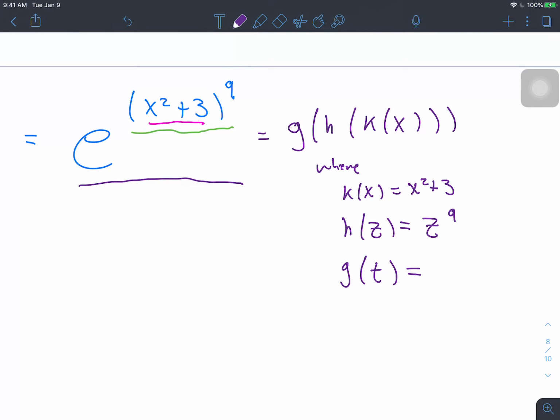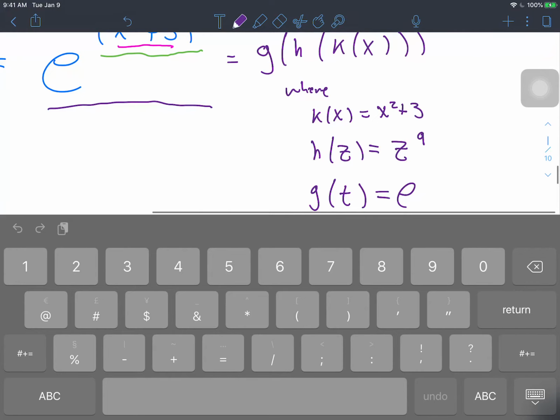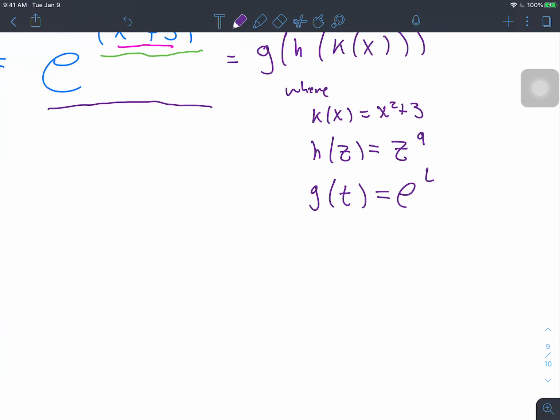What's g? Close. G is a function of t. So if g is a function of t, you have the right function, but the wrong variable. It should be e to the t. What is this doing here? Get out of here. E to the t. Good.